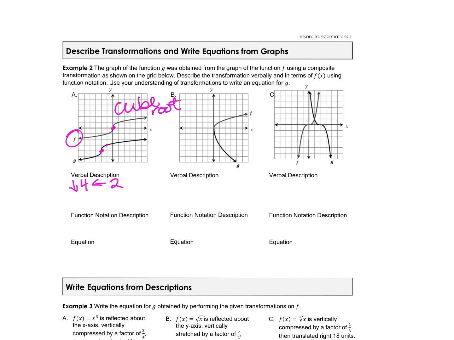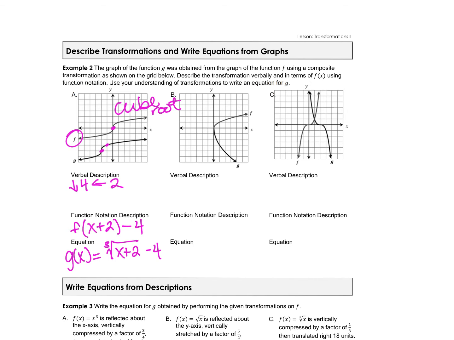Notice my point (1, 1) is still there. So that's good. There's no stretch or reflection based on that. So now we're going to use that to write our function notation. So f parentheses, we're going left 2. So in parentheses, it should be x plus 2. And then down 4 would be minus 4 on the outside. And then this is the part where you had to know that it was a cube root. So we're going to have a cube root, x plus 2 on the inside, minus 4.